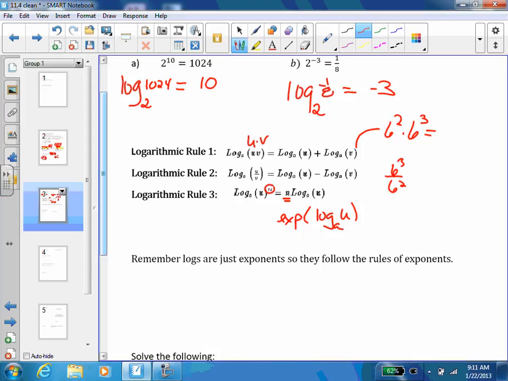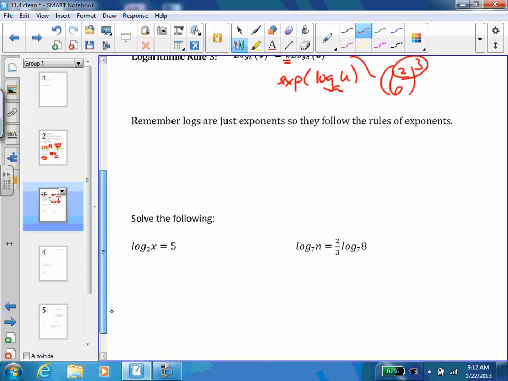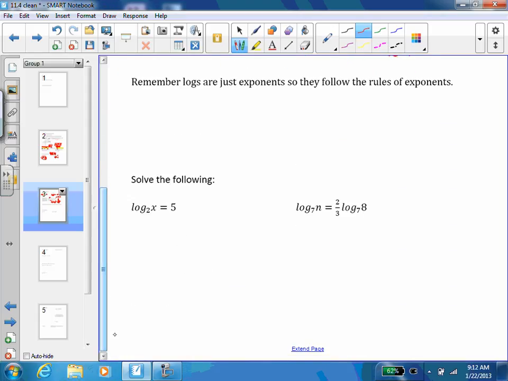And that's what the rules are saying, right? What did we do when we said 6 to the second to the third? What did we do with those values? And that's what I'm showing. So we're just applying these exponent rules to log statements. All right, so we want to solve them.